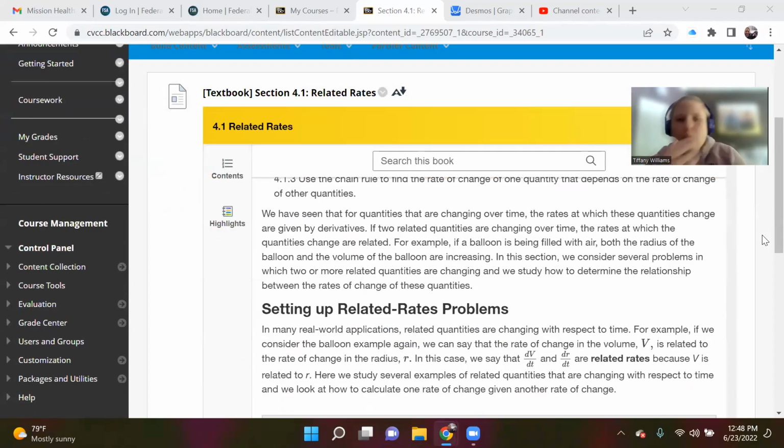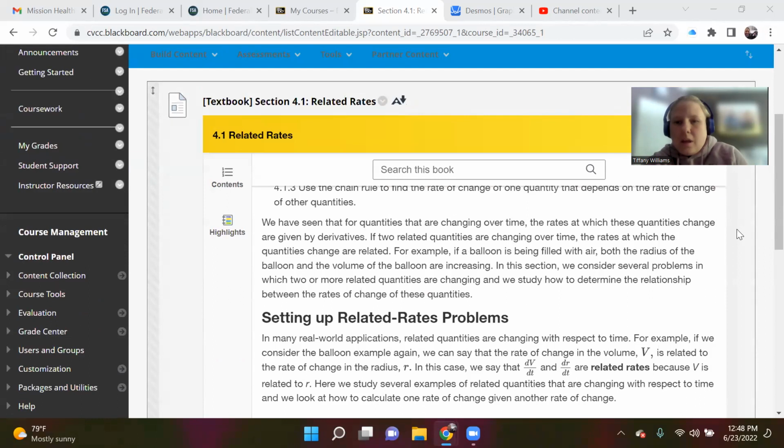So, we've seen that for quantities that are changing over time, the rates at which these quantities change are given by derivatives. If two related quantities are changing over time, the rates at which the quantities change are related. For example, if a balloon is being filled with air, both the radius of the balloon and the volume of the balloon are increasing. In this section, we consider several problems in which two or more related quantities are changing, and we study how to determine the relationship between the rates of change of these quantities.